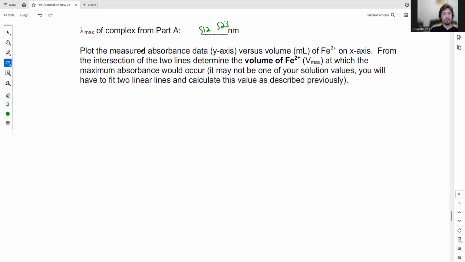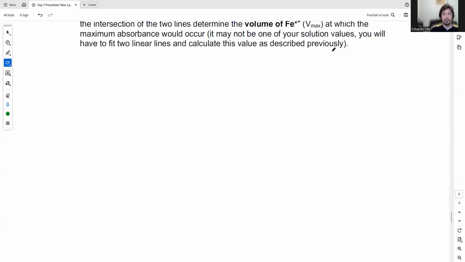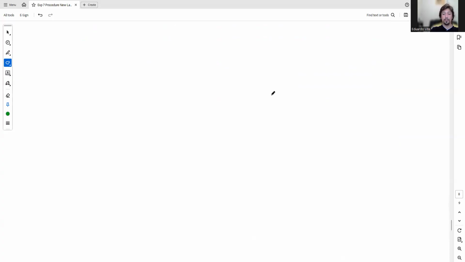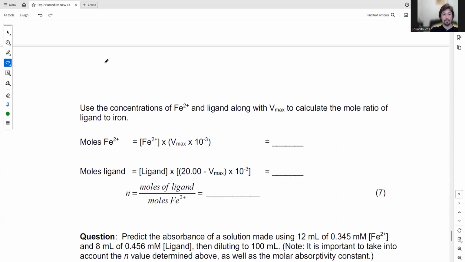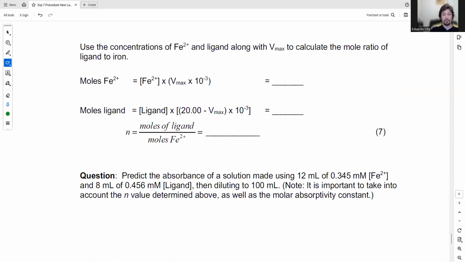And then it says plot the measured absorbance versus the volume of Fe2 plus. And then determine from the intersection the volume of Fe2 plus at which the maximum absorbance will occur. And then it says you have to fit two linear lines and calculate this value. And then you see there's a lot of space over here, and we're going to get to this mathematics over here.